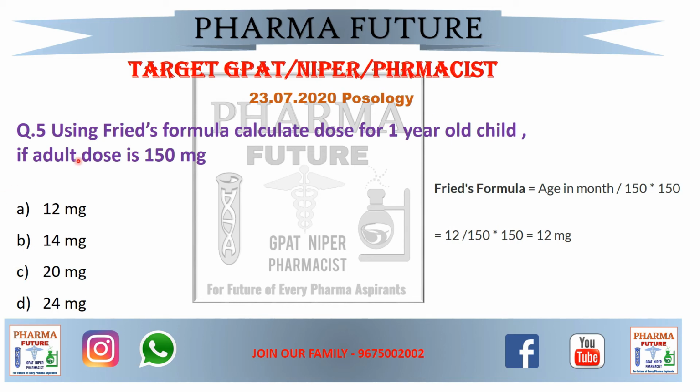Then moving to the fifth question, using Fried formula calculate the dose of a 1-year-old child if adult dose is 150 mg. Option A 12 mg, option B 14 mg, option C 20 mg, option D 24 mg. Now we'll see Fried formula, that is age in month divided by 150 into adult dose. First we'll see the age in month. Here the age is given in year, so we have to convert the age in year into month, which means 1 year is equal to 12 months. Then 12 divided by 150 into adult dose, that is 150, is equal to 12 mg. The 12 mg is the right answer.